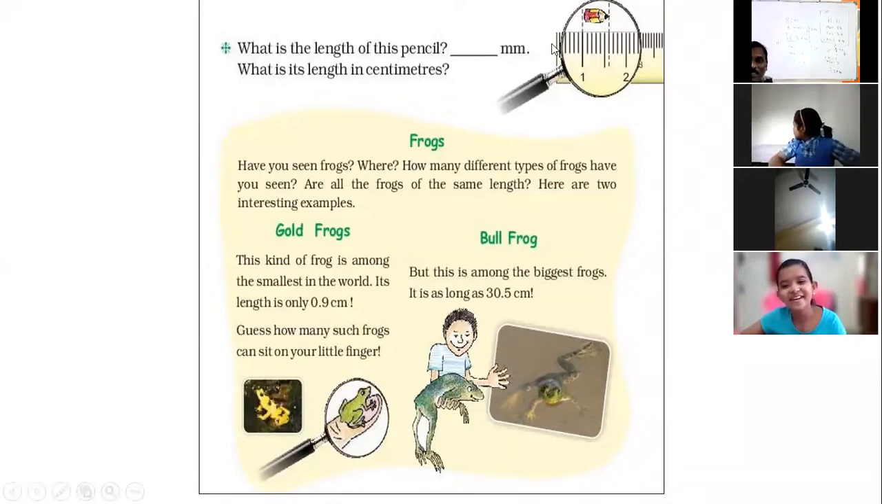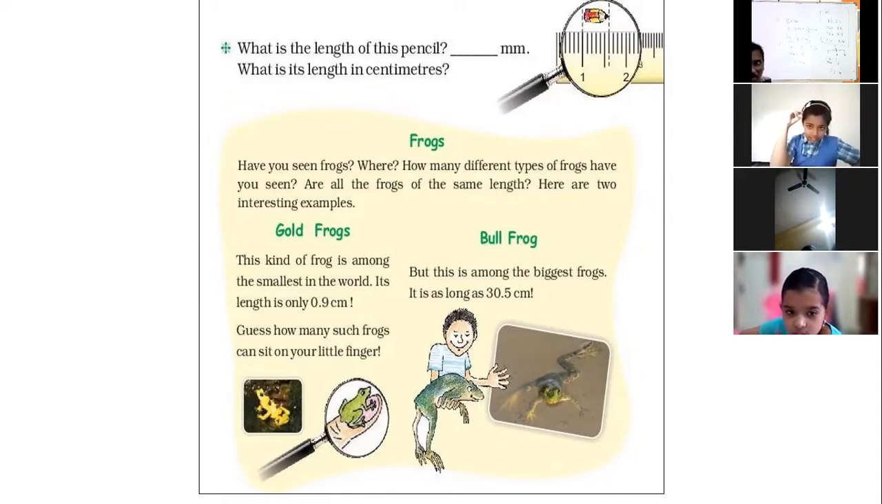So what is the length of this pencil? 5 centimeters, sir. No, not 5. Sir, 1.6. It is starting at 1, not starting from 0. You are not getting it. It is starting from 1. It is 6 millimeters. It is very small, only 6 millimeters in length. Very small pencil.